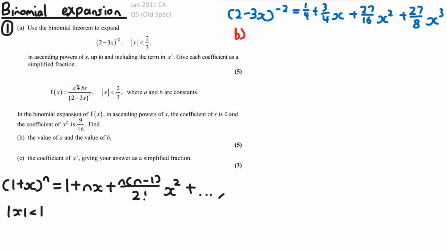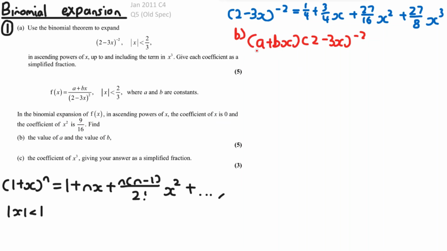So for part B, we're given this function here, and we're told that the coefficient of x is 0 and the coefficient of x squared is 9 over 16 for this function when you expand it. We need to find the value of a and the value of b. So first of all, we can rewrite this as a plus bx times 2 minus 3x to the power of minus 2, because you have these squared denominators and come up to the power of minus 2. So therefore, as this is 2 minus 3x to the power of minus 2, this is just a plus bx multiplied by this expression here. And we're told the coefficient of x is 0 and the coefficient of x squared is 9 over 16.